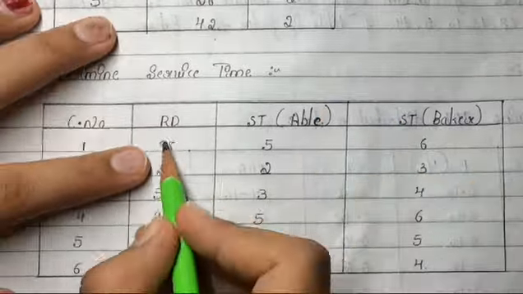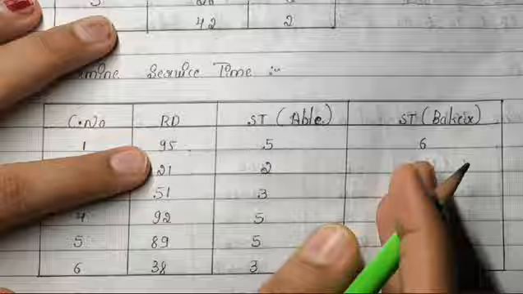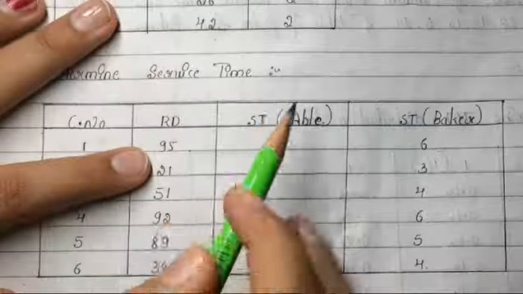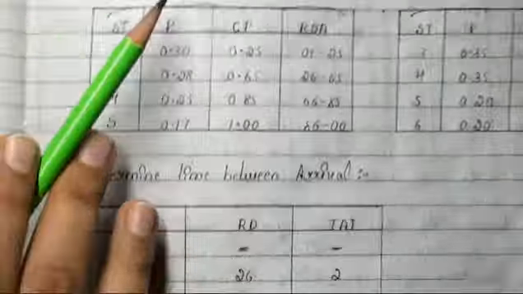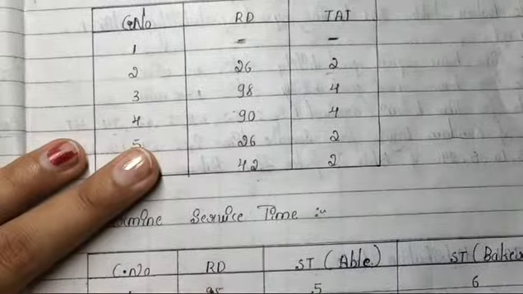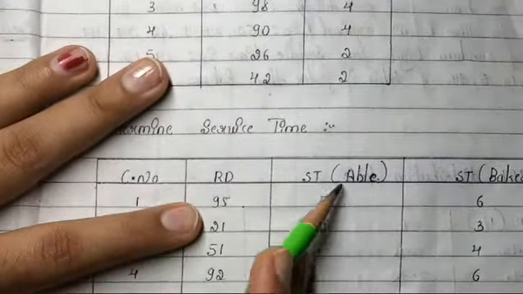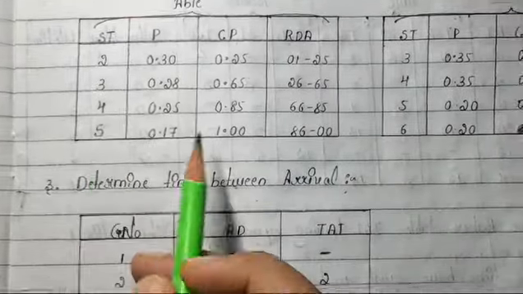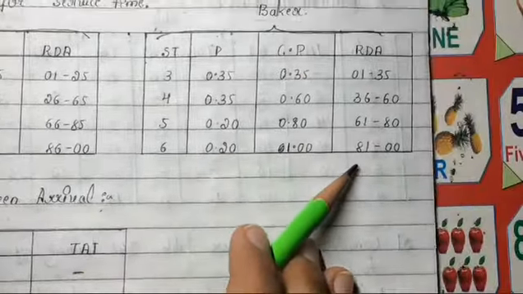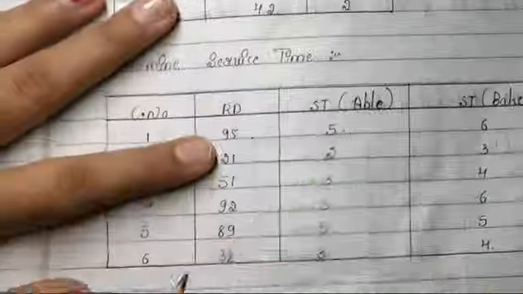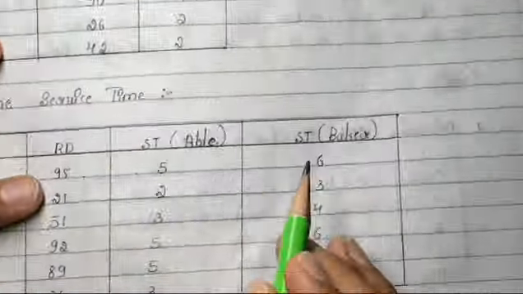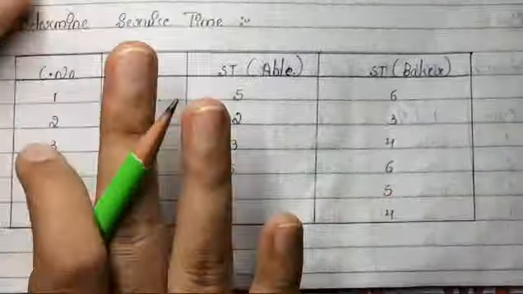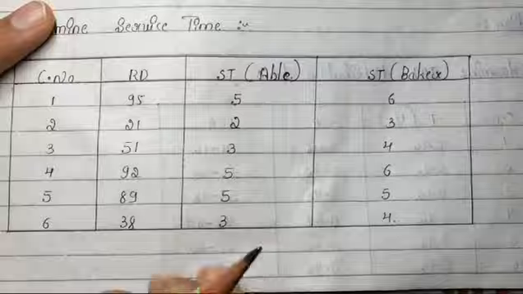Now take 95 for both and check where it lies: for Able you check in the Able column, for Baker you check in the Baker column. Now take 95 and go to the Able table. Here 95 lies in which row? Check that. It lies in the fifth row, and here 95 lies in the sixth row. So we are writing 5 here and 6 here. Calculate the same for the other values, you will get the result.